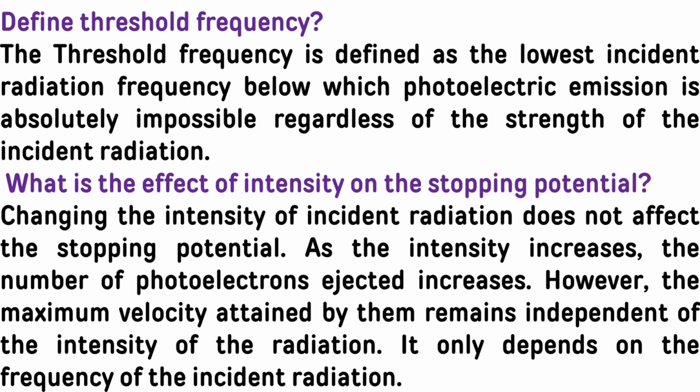What is the effect of intensity on the stopping potential? Changing the intensity of incident radiation does not affect the stopping potential. As the intensity increases, the number of photoelectrons ejected increases. However, the maximum velocity attained by them remains independent of the intensity of the radiation. It only depends on the frequency of the incident radiation.